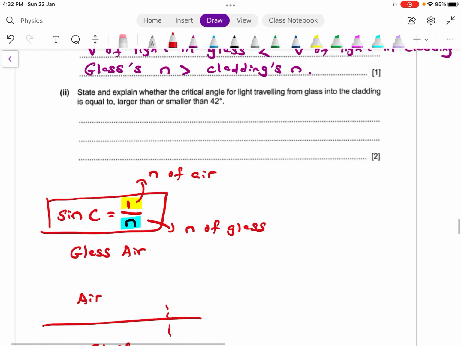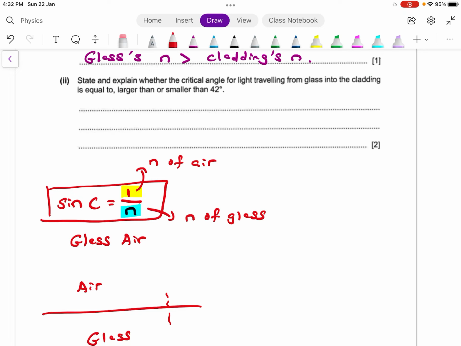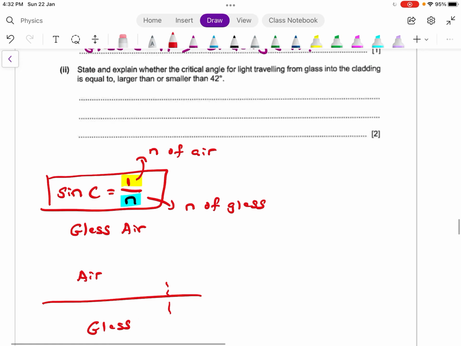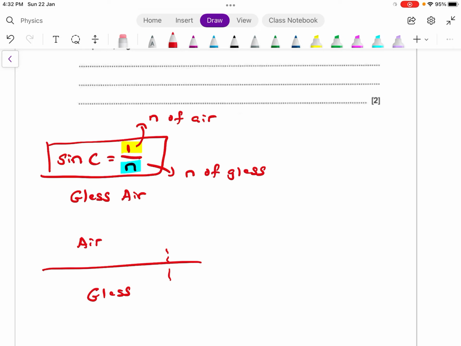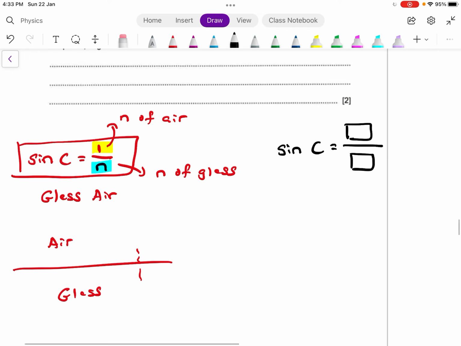Okay, so what if I have a cladding and glass boundary? Can I use sin C equal to 1 over n? The answer is no. For this, we must use sin C equal to something over something. So what should I write at the top? The refractive index of cladding. Then at the bottom, you write the refractive index of glass.